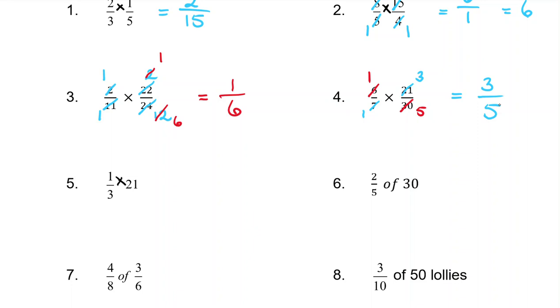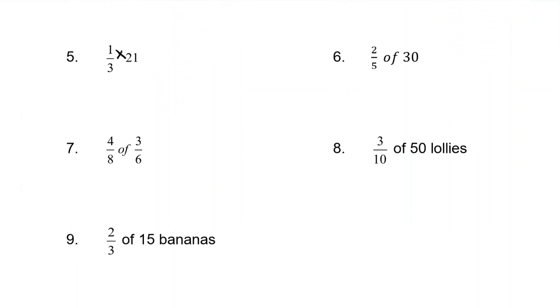We're done. Question 5. This one is in here because I have this number 21, a whole number. One of the dot points that we had said that a whole number can be written as a number over 1. And you want to do that because then you've got your diagonal stuff to work with.